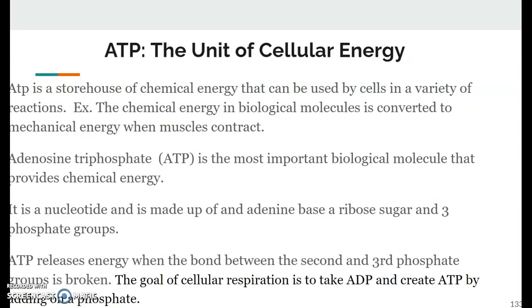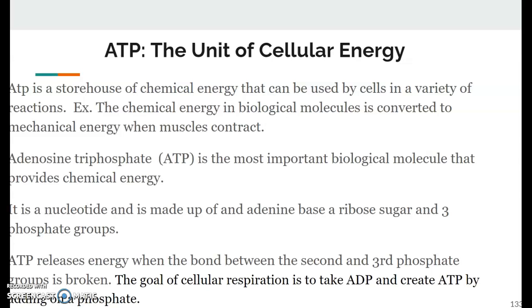ATP. So we talked about ATP a little bit. So let's dive into it a little bit. So ATP is a storehouse of chemical energy that can be used by the cells in a variety of reactions. For example, the chemical energy in biological molecules is converted to mechanical energy when the muscles contract. So that is the question, like, well, what do you use the ATP for?